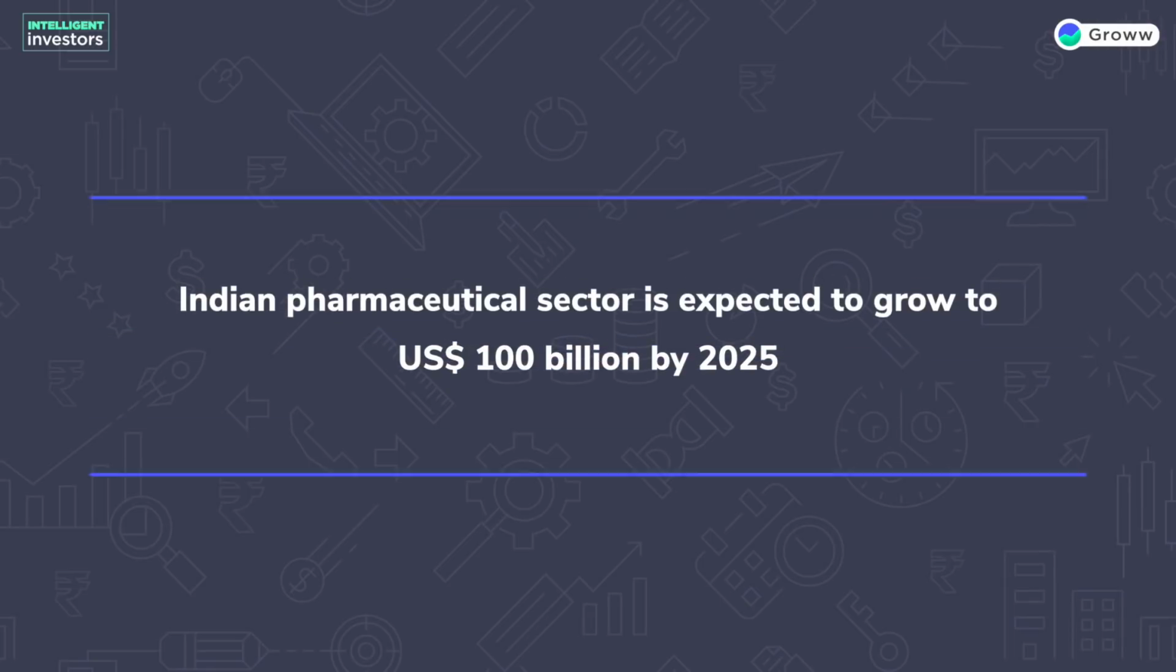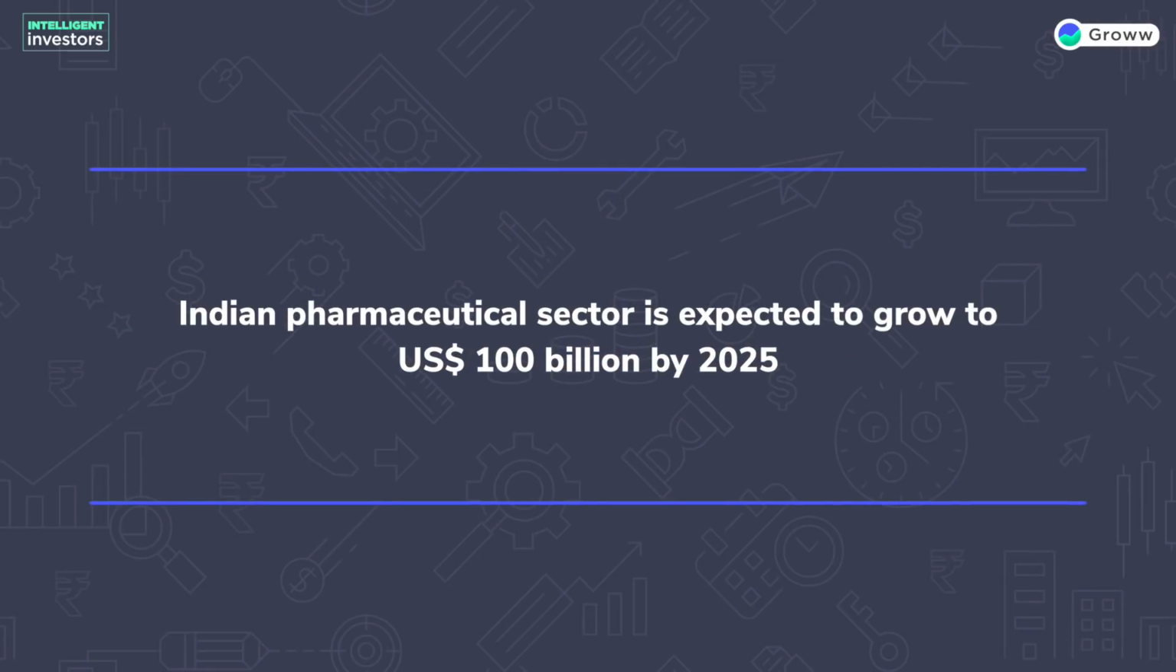And in the next 4 to 5 years, we would be one of the top people in medical spending. That means we can understand from this that India is going to be one of the leading drivers of the pharmaceutical industry as well. The Indian pharmaceutical sector is expected to grow by 2025. That means in the next 4 to 5 years, it is expected to grow to a $100 billion industry.